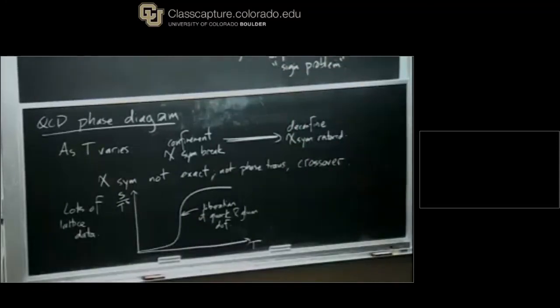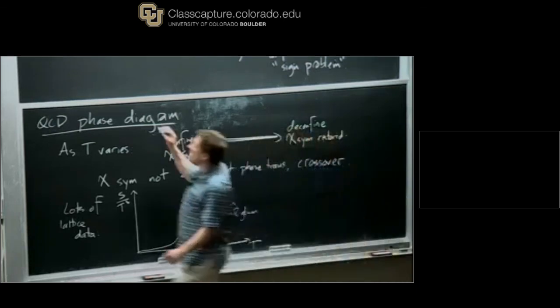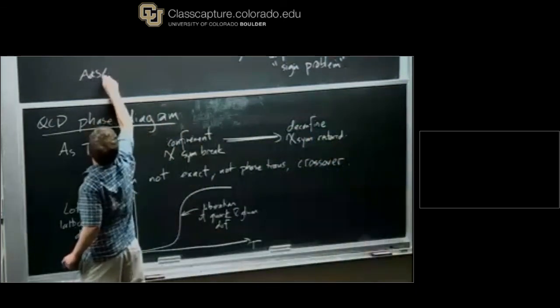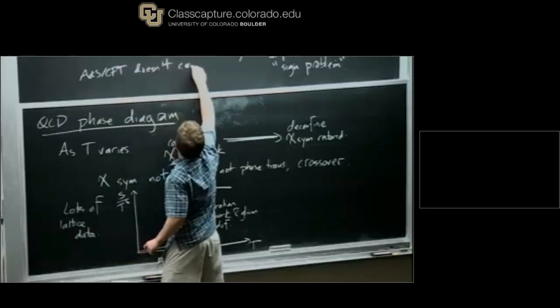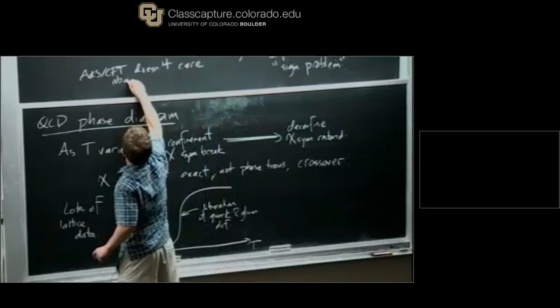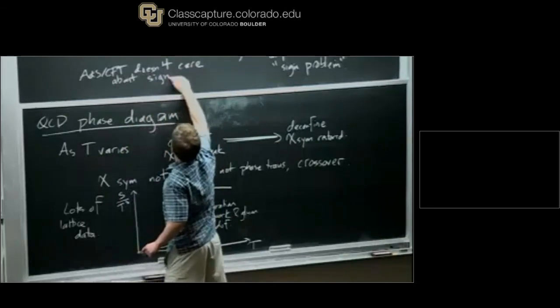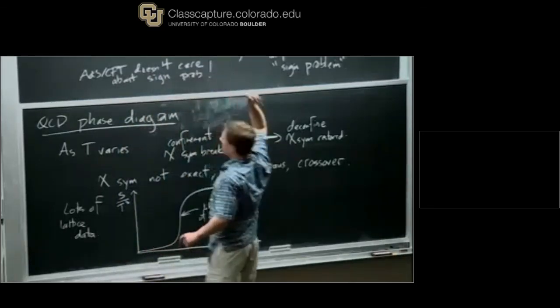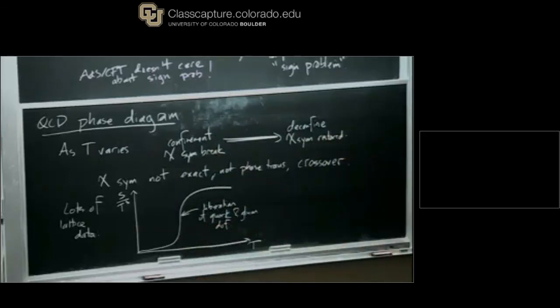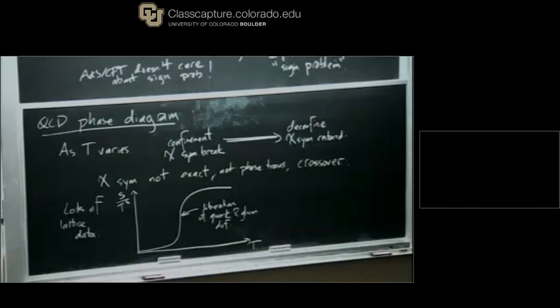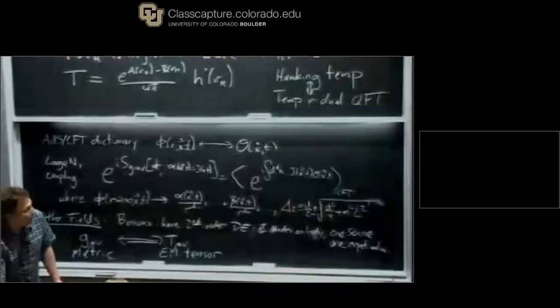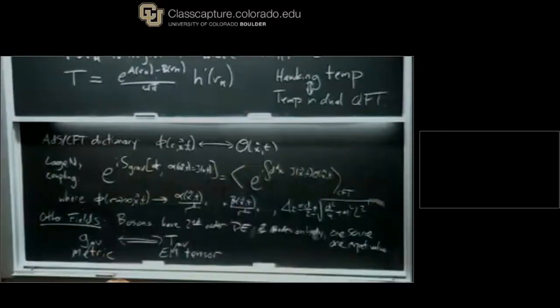So that's where AdS/CFT can sort of rear its head here, because AdS/CFT does not care about the Sign problem. So there's an idea that maybe if we could build a holographic model of at least part of the QCD phase diagram, it would not suffer from any difficulties moving off the T-axis.